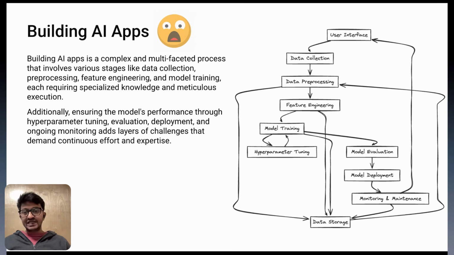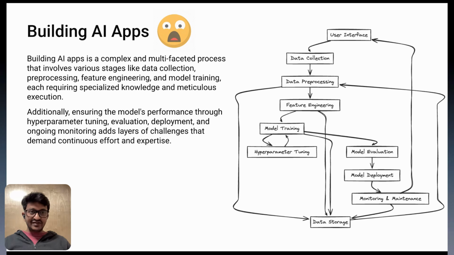So we need to start from basics, right? So it's all about building AI applications. As you can see the emoji, it's kind of scary. Building AI applications is not an easy task. It's a very complex and daunting task for your developers and AI engineers because it involves a lot of processes step by step, starting from data collection to data processing to feature engineering, model training, selecting a proper model for your AI application, hyperparameter tuning. So all these steps add an extra layer of challenge, and it requires a lot of effort from your AI engineers and developers, right?